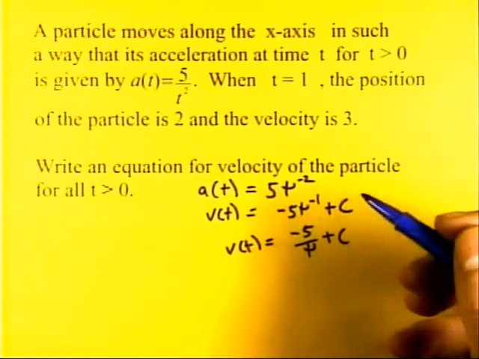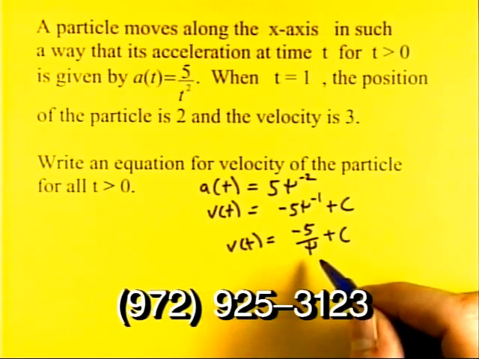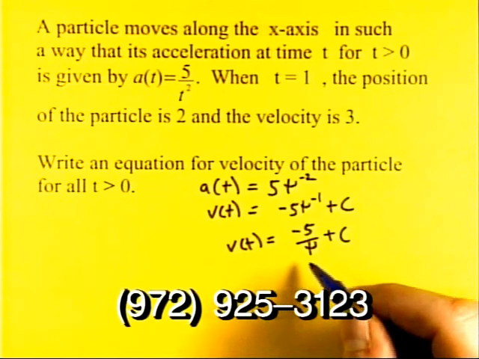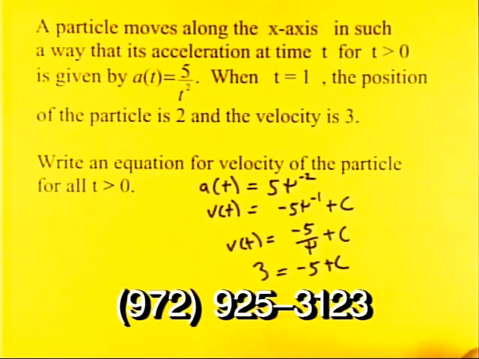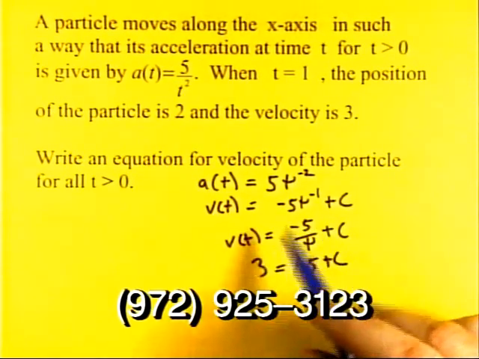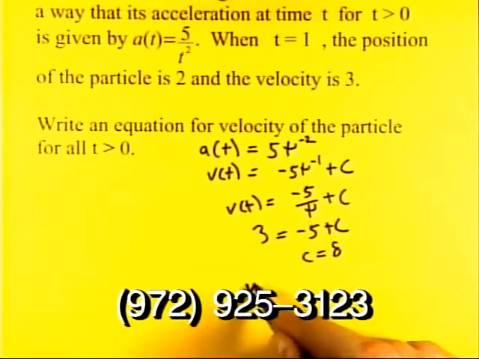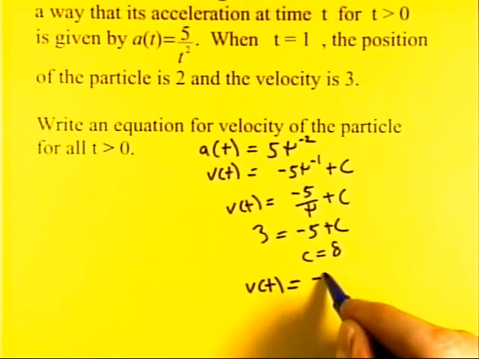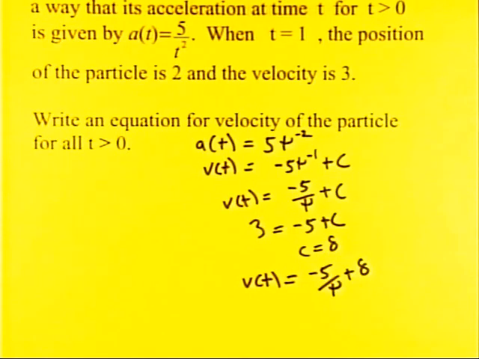Now it says on the velocity equation, 1, 3 is a point, so 3 equals negative 5 plus c. You said 3 is the velocity at t equals 1. So you get c is equal to 8. You're going a little fast. Okay, c equals 8, so just let me write down the v of t.